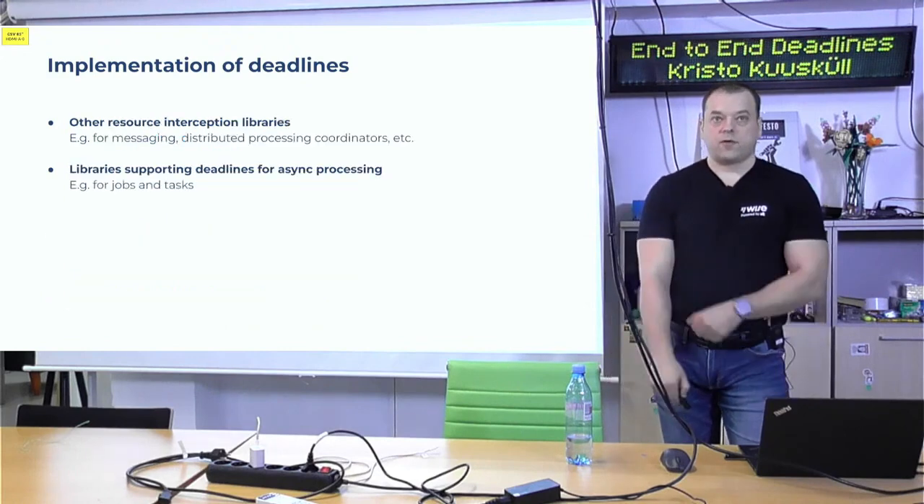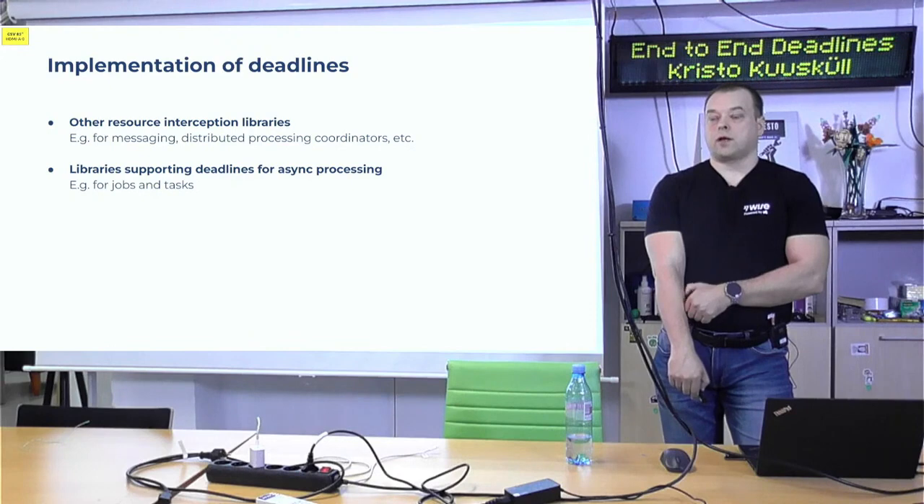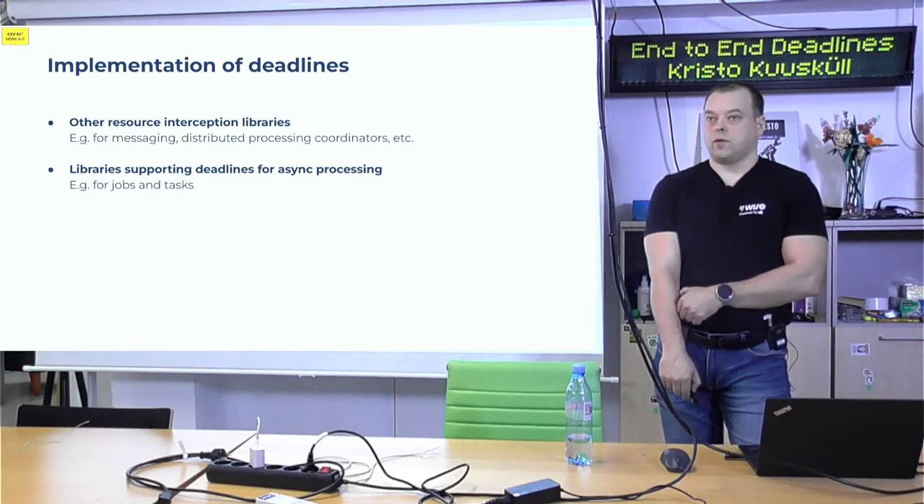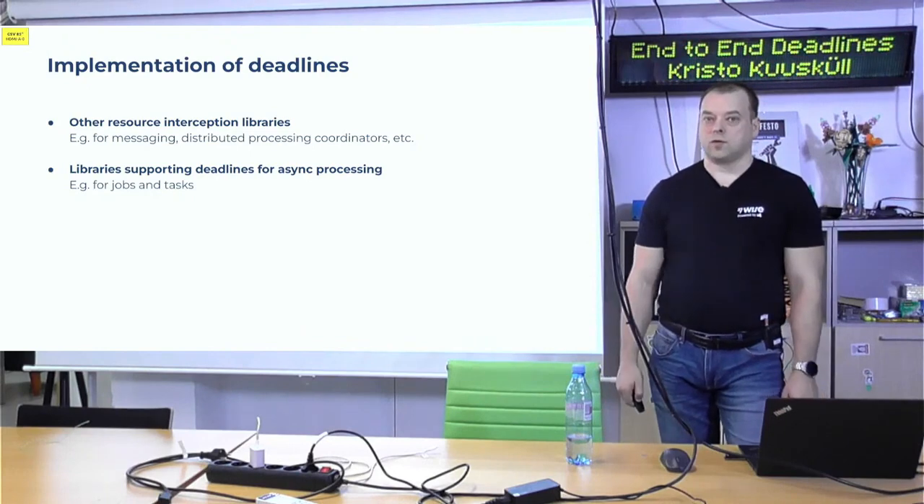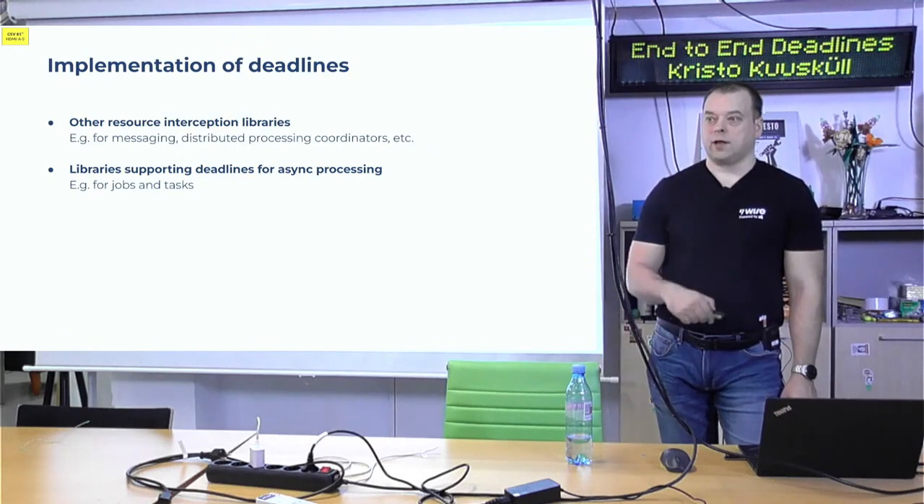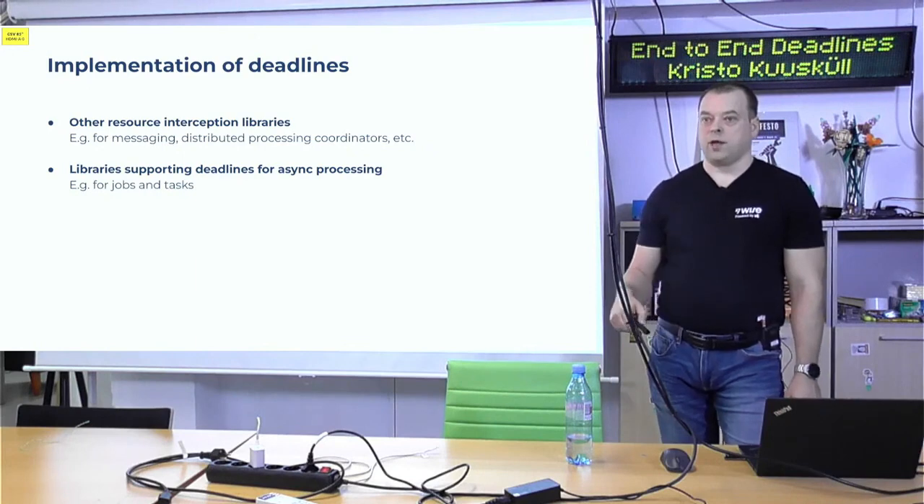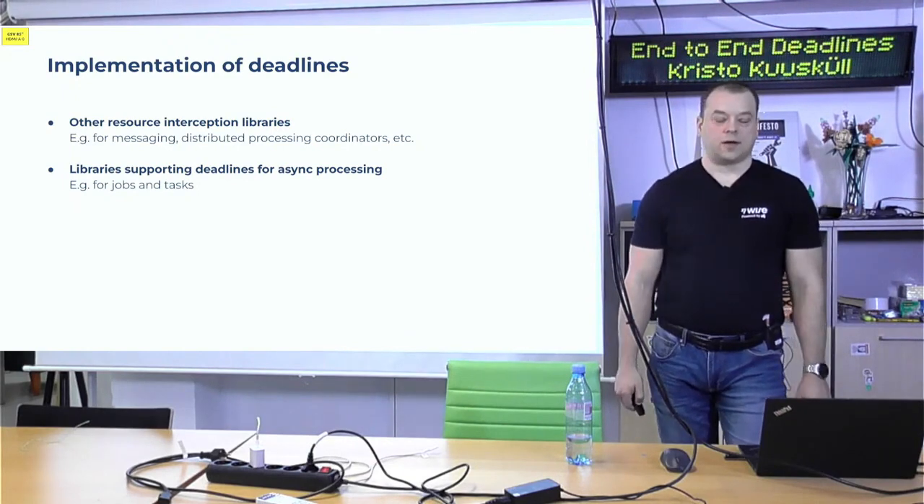As I briefly mentioned before, deadlines are not useful only for synchronous service call chains. They can be used for asynchronous work as well. Let's say you have a background job or task running. You could set a deadline on it as well, say 1 minute, and now you protect all the resources this job is using, for retries or for other reasons.